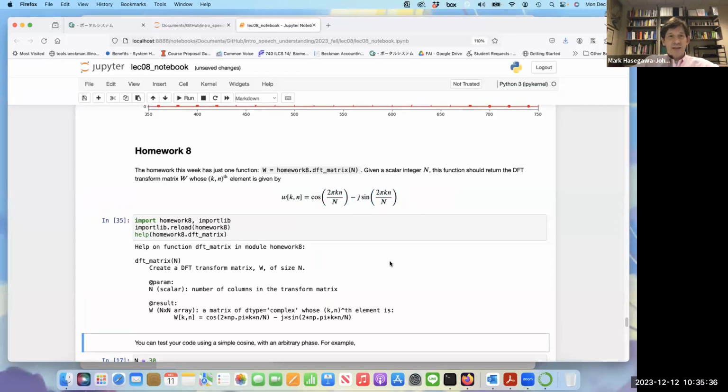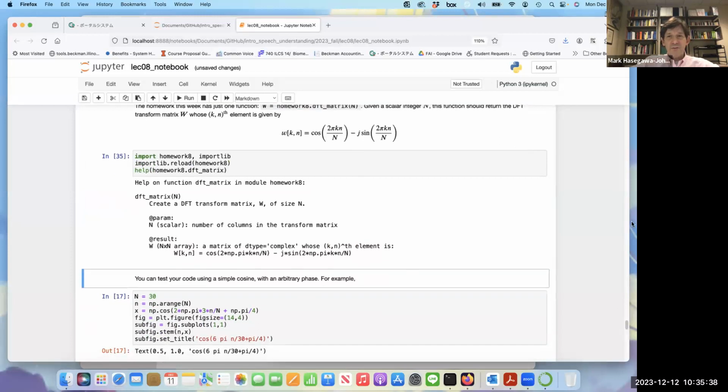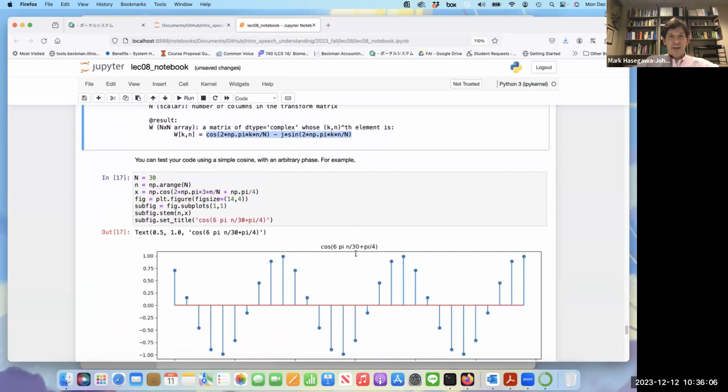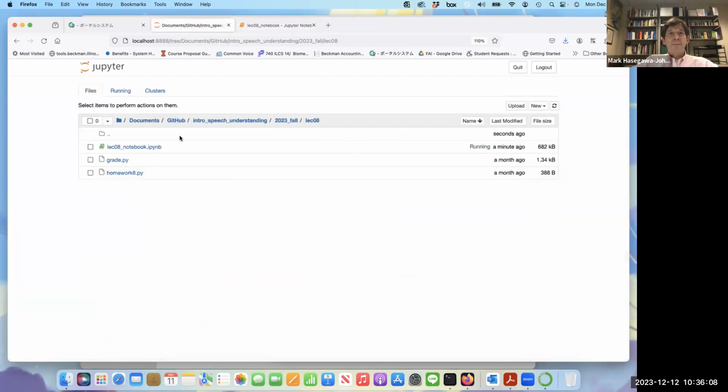So if we look at the doc string for this function, DFT matrix, it takes as input a parameter capital N, which is just a scalar, saying the size of the transform matrix. The matrix should be n by n. And the result should be an n by n array, which should have dtype equals complex, and its kth n element should be the cosine of 2 pi k little n over capital N, minus j times the sine of 2 pi k little n over capital N. So let's open that up.